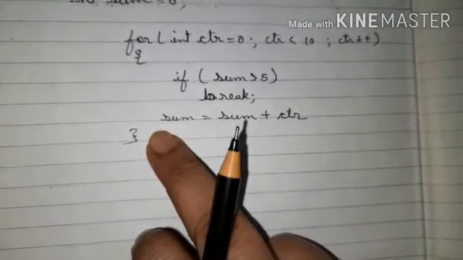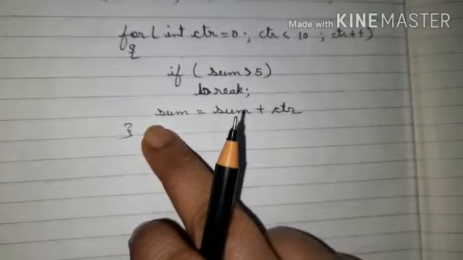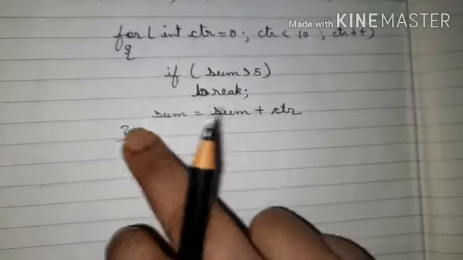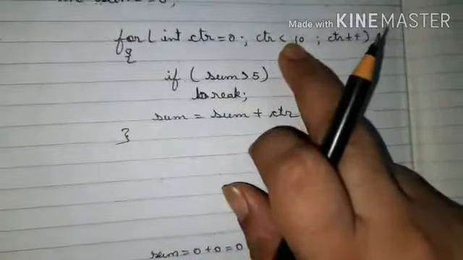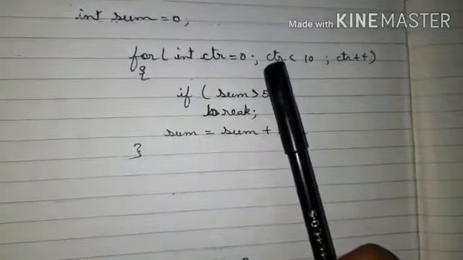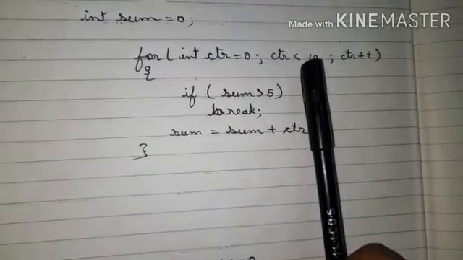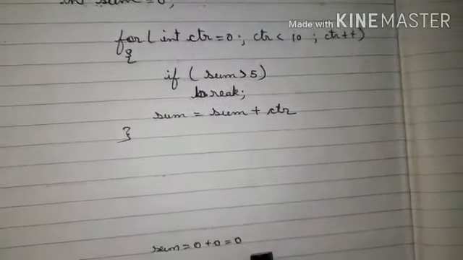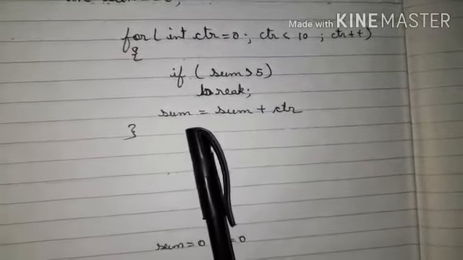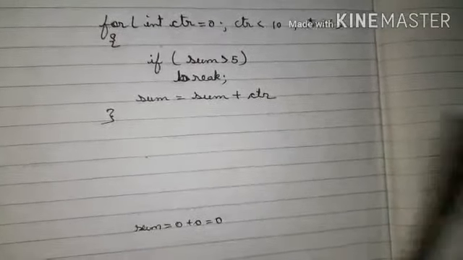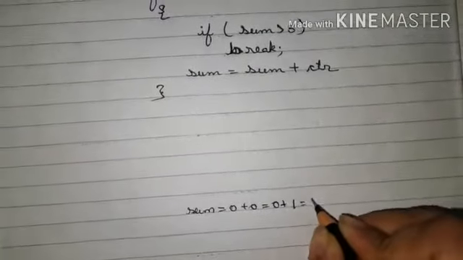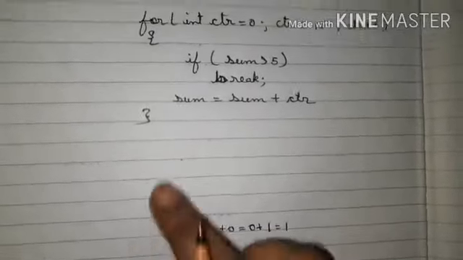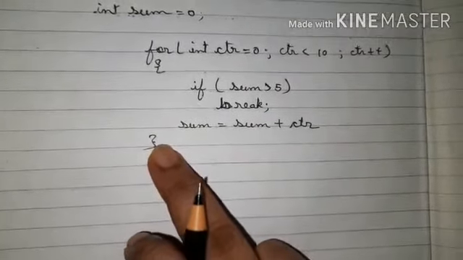Now CTR is 1, so it will come here. The condition is CTR is 1, so 1 is less than 10, condition true, so again it will enter here. Our sum was 0, so 0 is not greater than 5, condition false, so it will come here. My sum was sum plus CTR. Now my CTR is 1, so 0 plus 1. Now sum became 1. Now it will come here, CTR became 2.